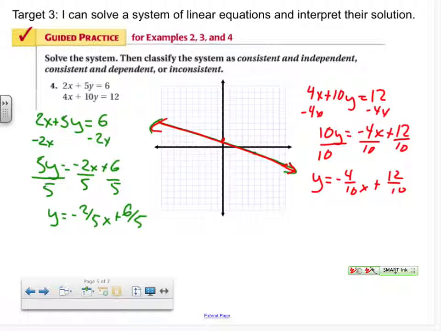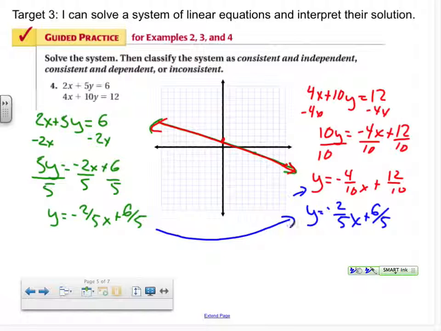Those lines cross everywhere. Now, I didn't simplify the fraction on here right away. I usually do, but I didn't because I didn't want you to see it right away. But if we did simplify those, what would we get? Well, -2/5 x plus 6/5. And what do you notice about those 2 equations then? A consistent dependent system, basically, you got the same 2 equations, and there's infinite solutions. They're always going to work because they're the same thing.